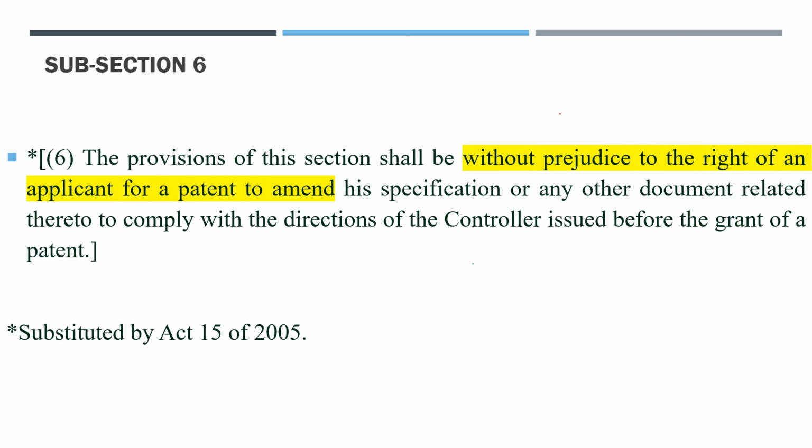So the very simple meaning of this subsection will be, just listen carefully. The right of an applicant regarding amendment of his specification or the related documents before the grant of the patent is not prejudiced by the provisions of this section, that is section 57 of the Patents Act 1970. That's all. This is the simple meaning of this subsection. So this way, friends, all the subsections of section 57 are completed.